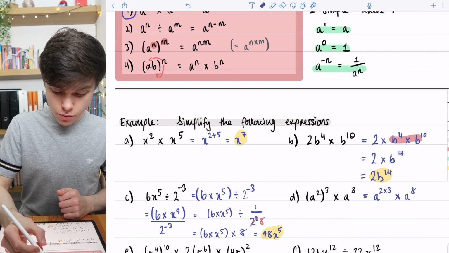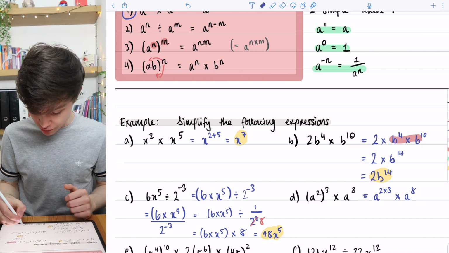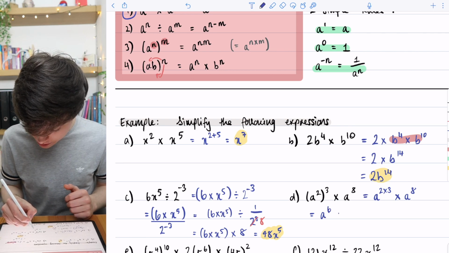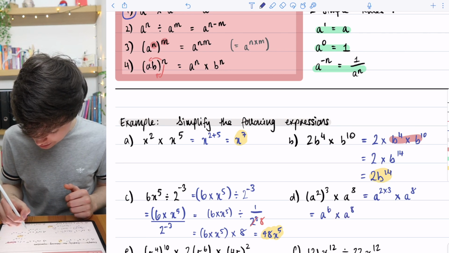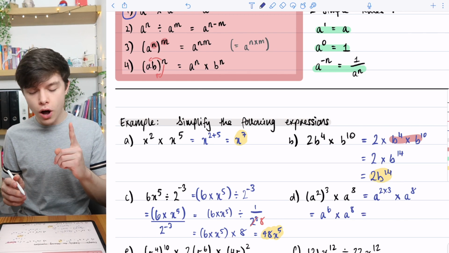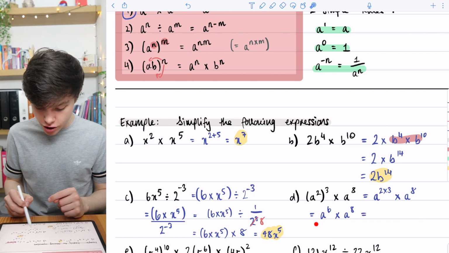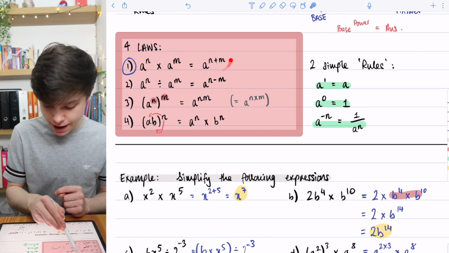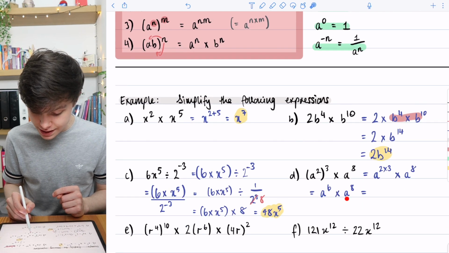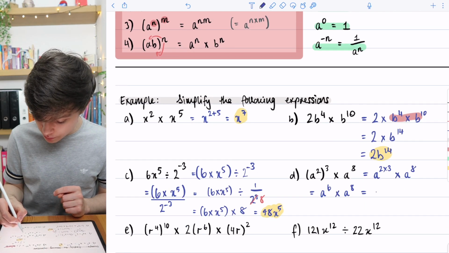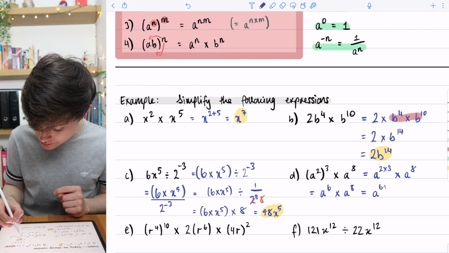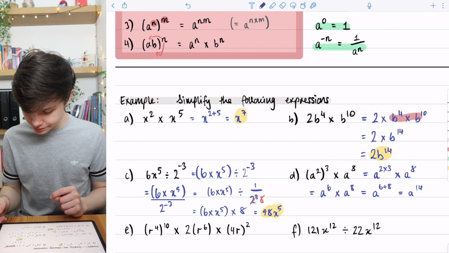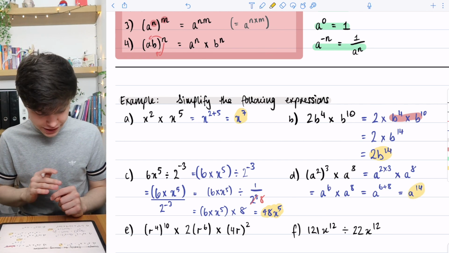Then we can simplify the 2 times 3. When we do that, we will get a to the 6 multiplied by a to the 8. And then we can use rule 1 to simplify this even further. Using rule 1, we will be able to add the powers together because both of the bases are a. So we will get a to the 6 plus 8, which will give us a to the 14. That's your answer for D.